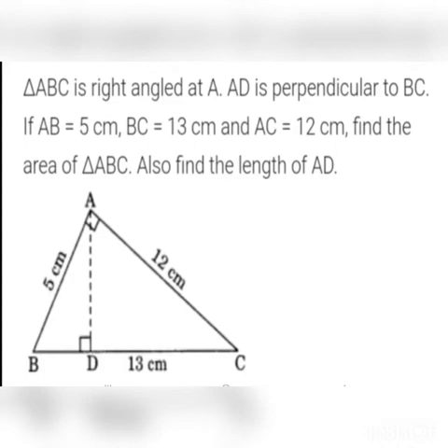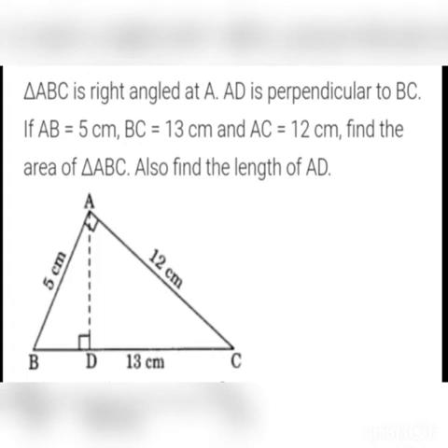So what is given? The triangle ABC is right angled, which means that the triangle is a right triangle and it is right angled at A. So the angle here is 90 degree. Now AD is a perpendicular, that means this is the altitude. Now AB is equal to 5 cm, this side is 5 cm, BC is equal to 13 cm and AC is equal to 12 cm. Now what do we have to find here? We have to find the length of AD.